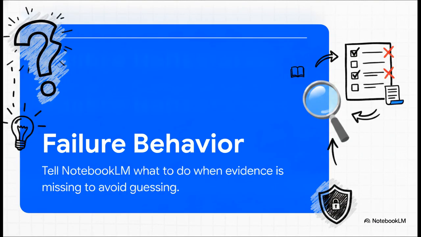I really want to highlight that last piece specifically, though, failure behavior. This is without a doubt your absolute secret weapon. You have to tell NotebookLM exactly what to do when evidence is missing. Instruct it to state what the sources do not establish, and to explicitly identify that missing evidence instead of just sort of guessing or smoothing over the gaps.